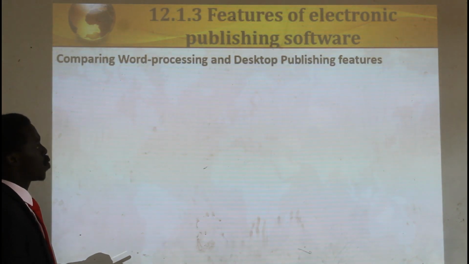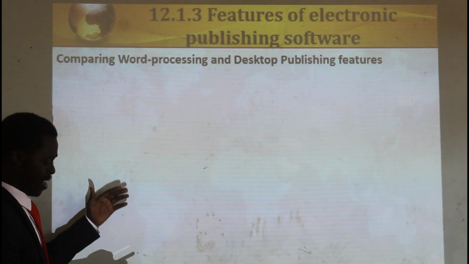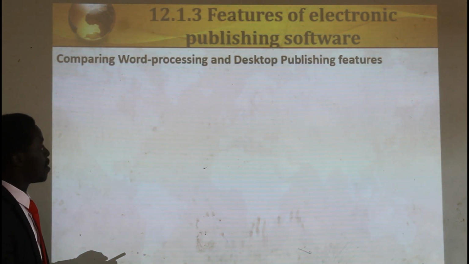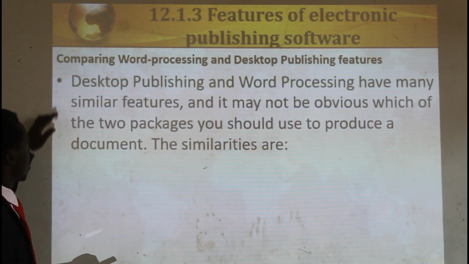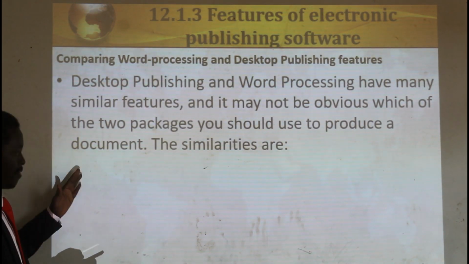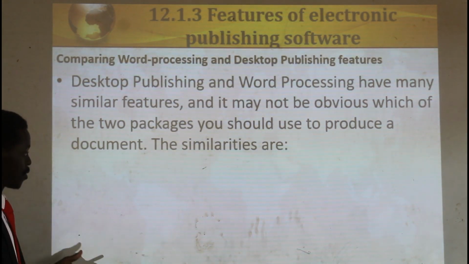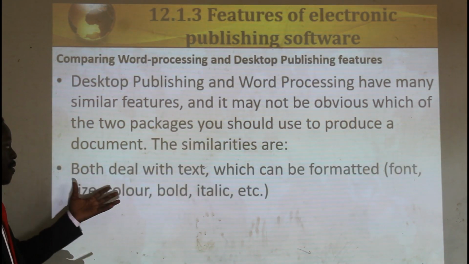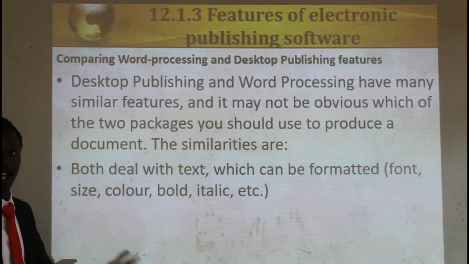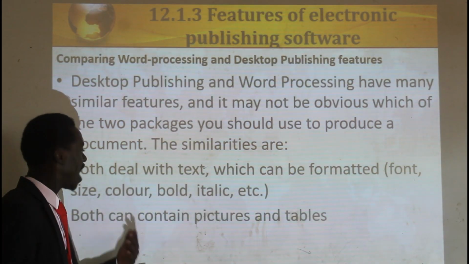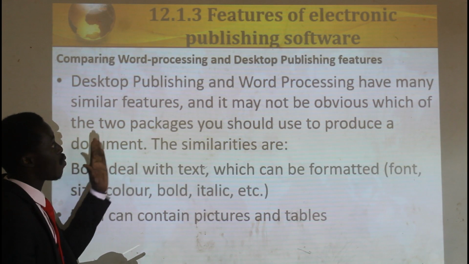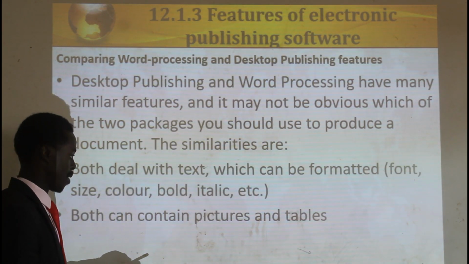Let me paraphrase a few of the features of word processing that are similar to desktop publishing. I've said desktop publishing and word processing have similar features if you note it carefully. So what are these features? One of them is the copying, editing, and formatting tools. Both of them deal with text. You can type work, add pictures, add tables, and so on, which means we have similar features to word processing software.